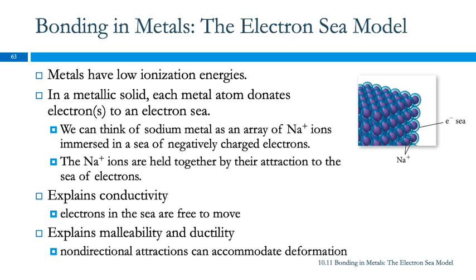This explains the conductivity of metals, because the electrons in this sea, they're not stuck to a particular atom. They're free to move around. Like little boys in the neighborhood, they just wander all over the place, right? So that explains conductivity, both of electricity and of heat. And it also explains malleability and ductility, because these are non-directional attractions, and so you can deform the metal, hit it with a hammer and dent it, and it'll just deform. It won't shatter. Any questions?